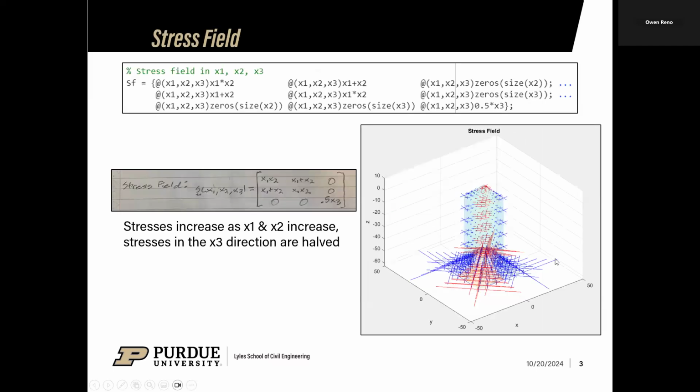So this is the stress field I've defined. This is the same slide as the previous week, so I haven't changed what the stress field looks like. As you can see, we have stresses increasing as x1 and x2 increase. Looking at those diagonal components, x1 times x2, that's going to increase these values as we get further out from the origin, looking at this graph here. So that's why these values down here are much larger than what we're seeing near where the tip is. And we can also see that the stresses in the x3 direction are going to be halved. Those are a little bit harder to see just based on the stress field I have defined, but those are a portion of this stress field as well.